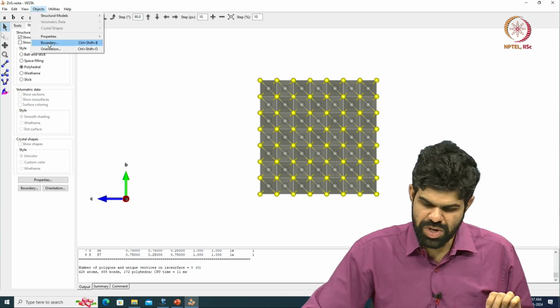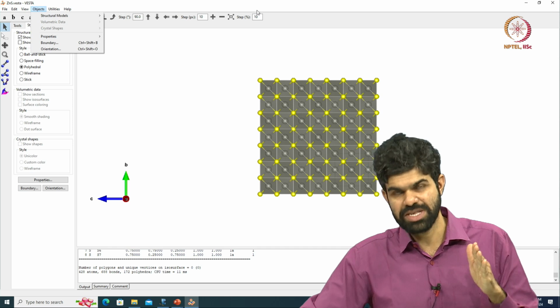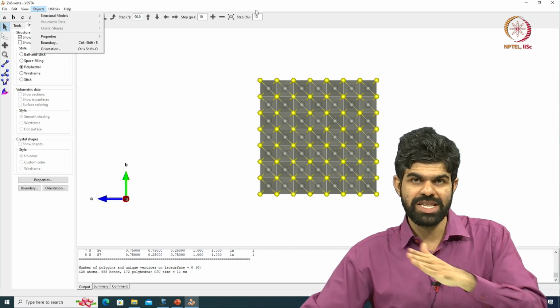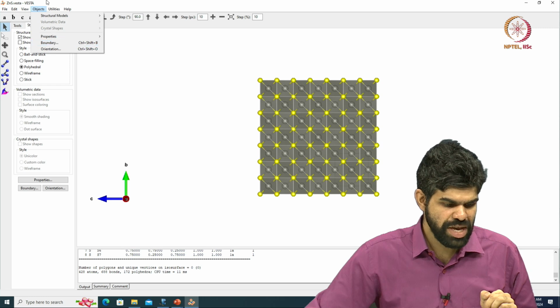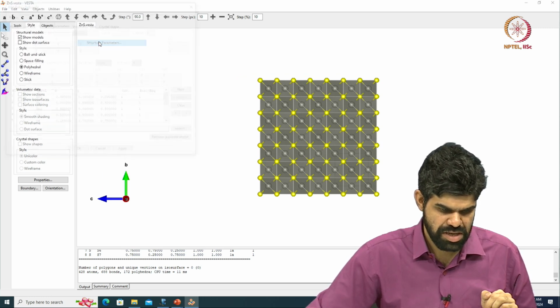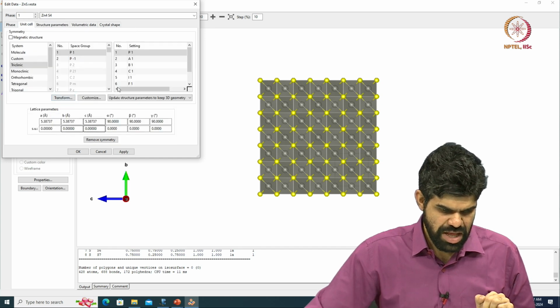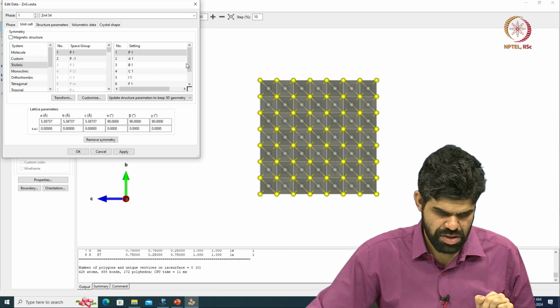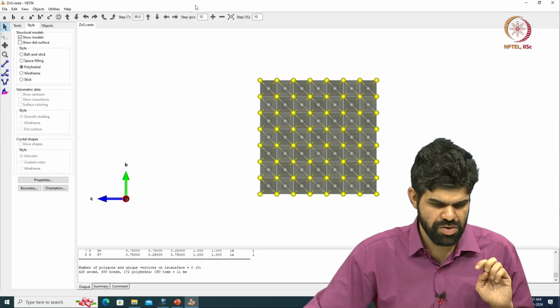And then you can prove to yourself that there is also a mirror plane. If you look at one of these 1 1 0 planes, you can cut that plane and then see that there is a mirror plane. So essentially, if I go to the structure parameters, I can see the unit cell. This is a bad setting because it does not take the complete symmetry, but that does not matter, do not worry about it.